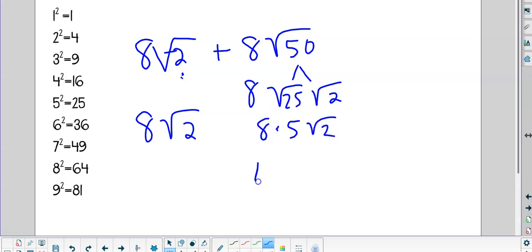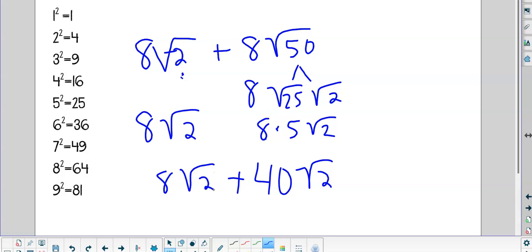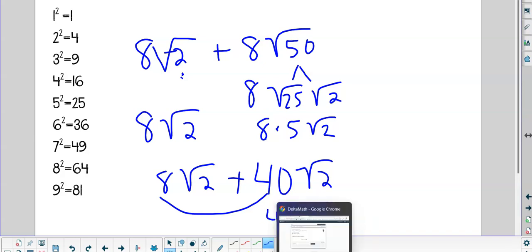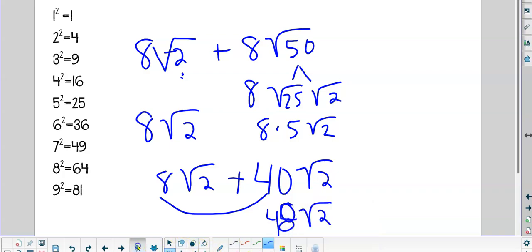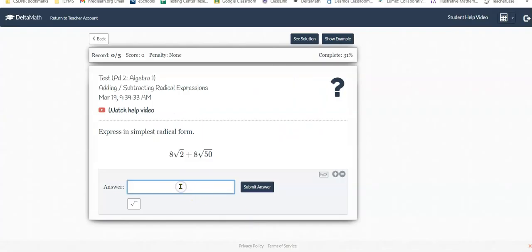And 8 times 5 is 40. So this is actually 40 square roots of 2, and now we can add it to 8 square roots of 2. 8 and 40 combined, 48, and the square root of 2 remains the same. 48 square roots of 2.